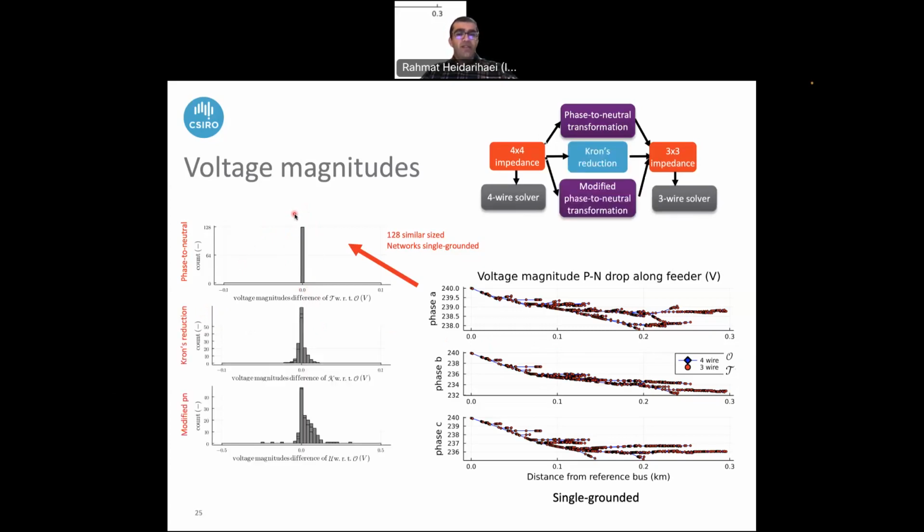Then the next step was to compare the other transformations with the original network and see how they perform. As you can see, the Kron reduction has some voltage magnitude difference. So it's non-zero and it's inferior to the phase to neutral transformation. And the modified phase to neutral is, yeah, not performing as well.